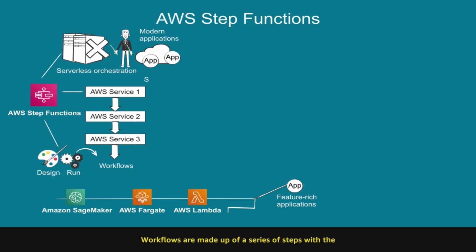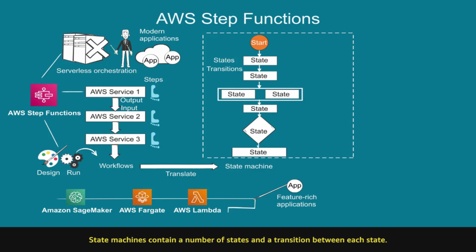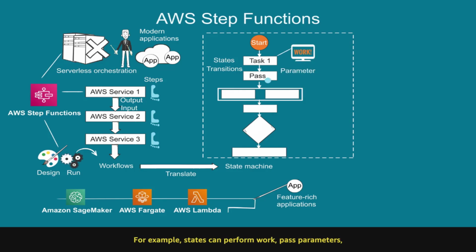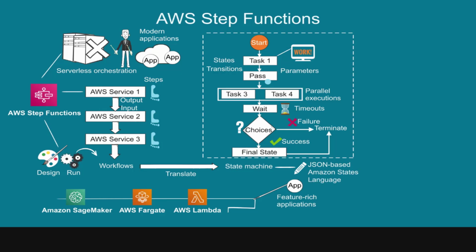Workflows are made up of a series of steps, with the output of one step acting as input into the next. It translates your workflow into a state machine. State machines contain a number of states, and a transition between each state. For example, states can perform work, pass parameters, initiate parallel execution, manage timeouts, make choices, or terminate your workflow with a success or failure. You define state machines using the JSON-based Amazon States Language.